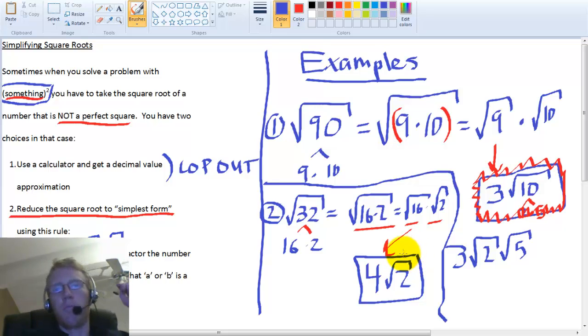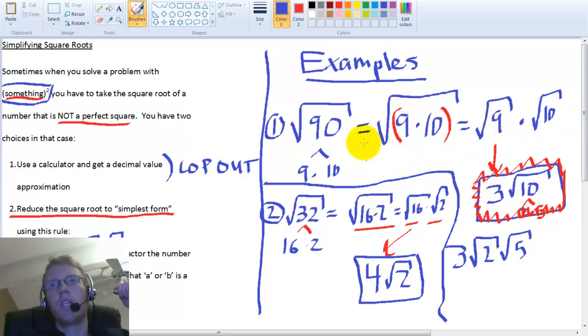So with all of these problems, you're not actually solving it and getting a decimal value or a whole number. You're still going to have square roots in your answer, but the square roots in your answer are going to be simplified as much as possible. So what I wrote here is reduce the square root to simplest form using this rule. It's still going to be a square root, but 4 times the square root of 2 is simpler or reduced from the square root of 32. So the number under the square root is going to get smaller and smaller until it can't be reduced any further.